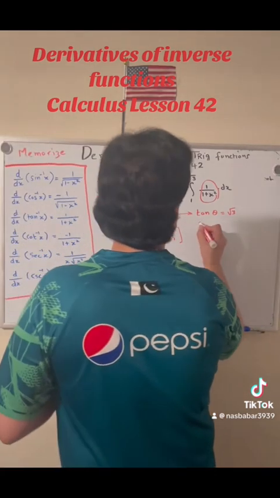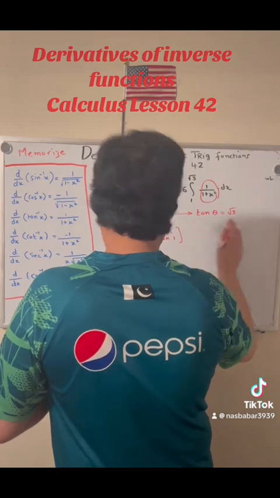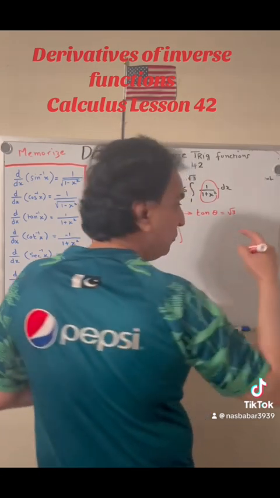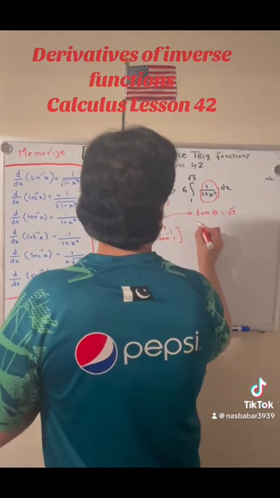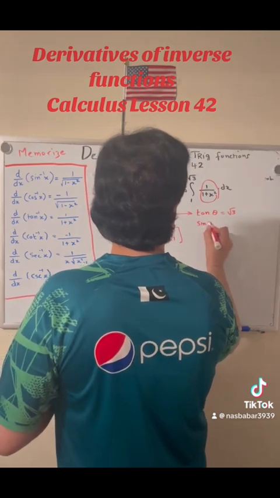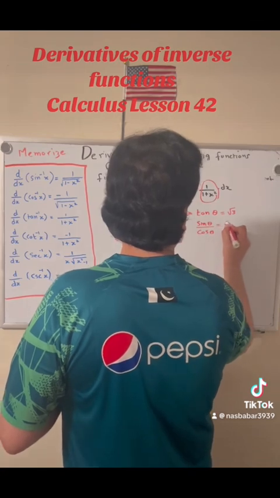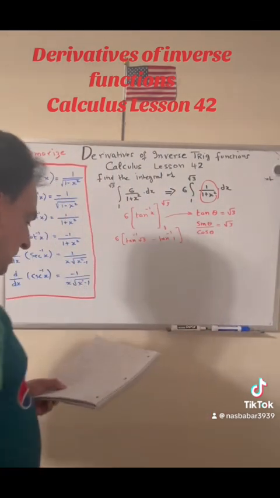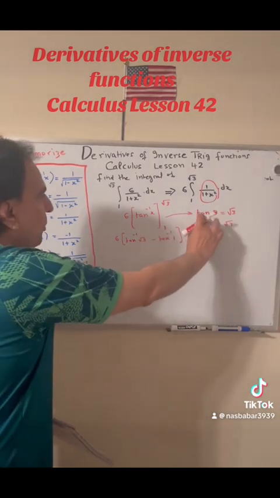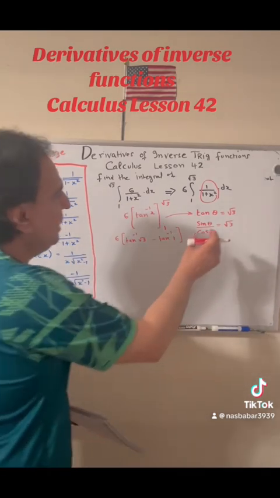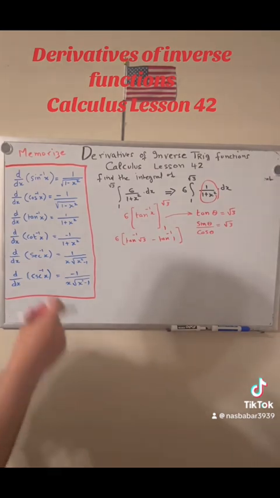So if tan theta is equal to under root 3, as you know, tan theta is sine theta over cosine theta. So then I can say sine theta over cosine theta is equal to under root of 3. Now, what angle should we use for theta to get under root of 3? So guys, remember the radians.